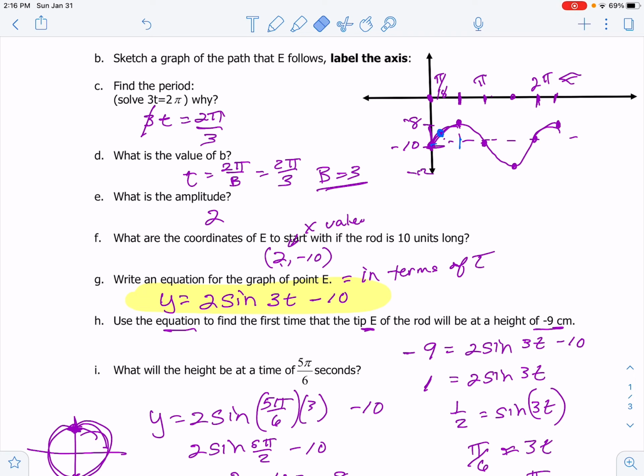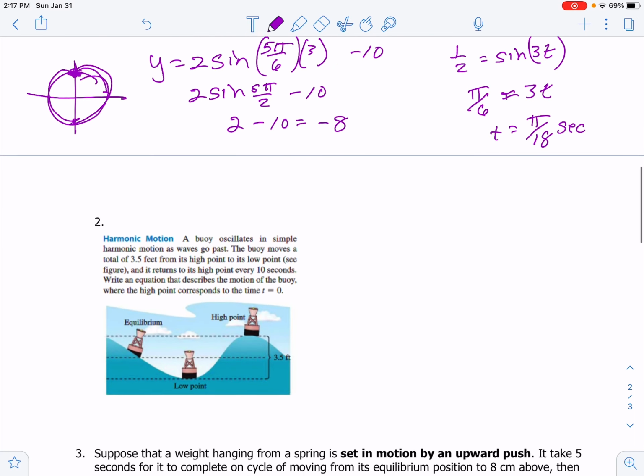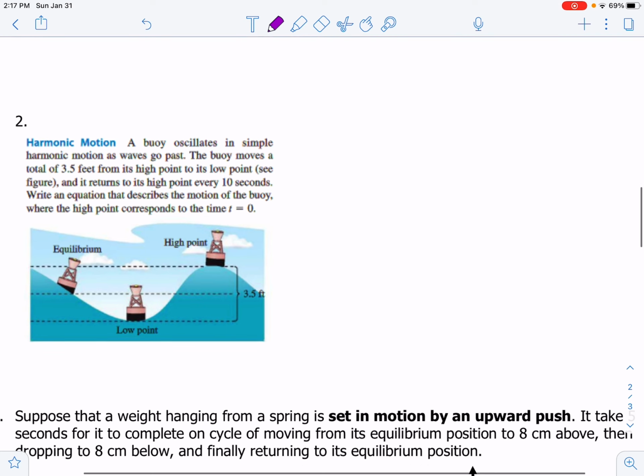So yeah, these labels are wrong. Eek, take these off. What did we say? The period was 2 pi over 3. So this point is 2 pi over 3. This is pi over 3. This is pi over 6. That makes more sense. And that's 5 pi over 6. It's back at the top again. There we go. That makes sense. Whew, straighten that out. All right, let's do another one.